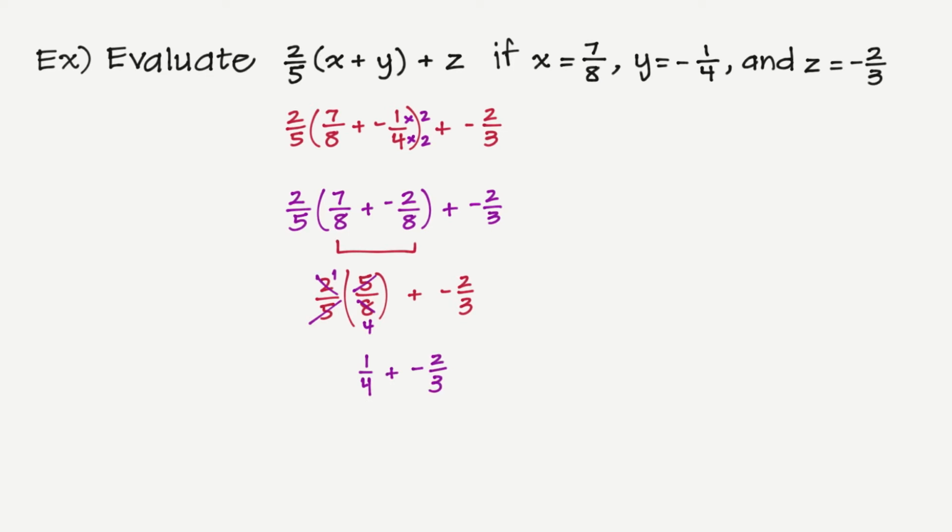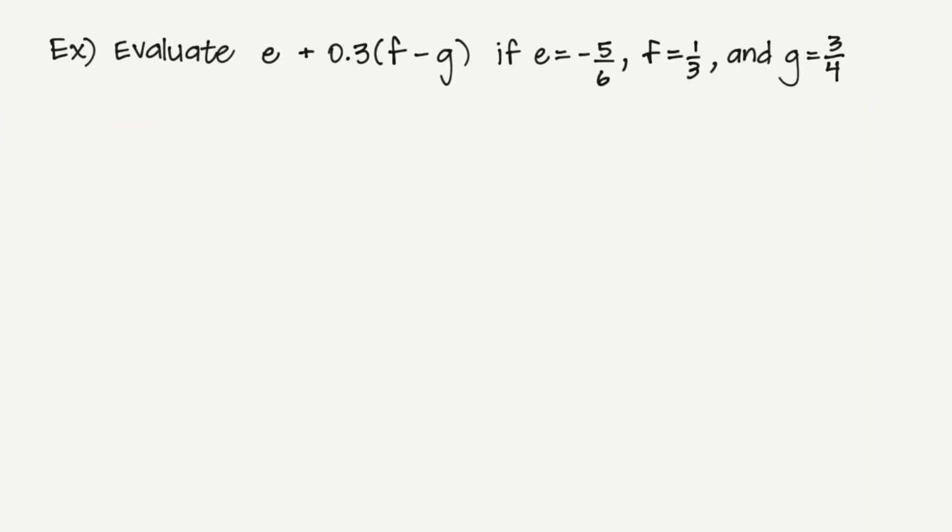-2/3. So now I need to find a common denominator, which could be 12. And so now when I rewrite these fractions, I have 3/12 minus 8/12 is equal to -5/12. And that's my final answer. All right, we're going to do one more example just like this.